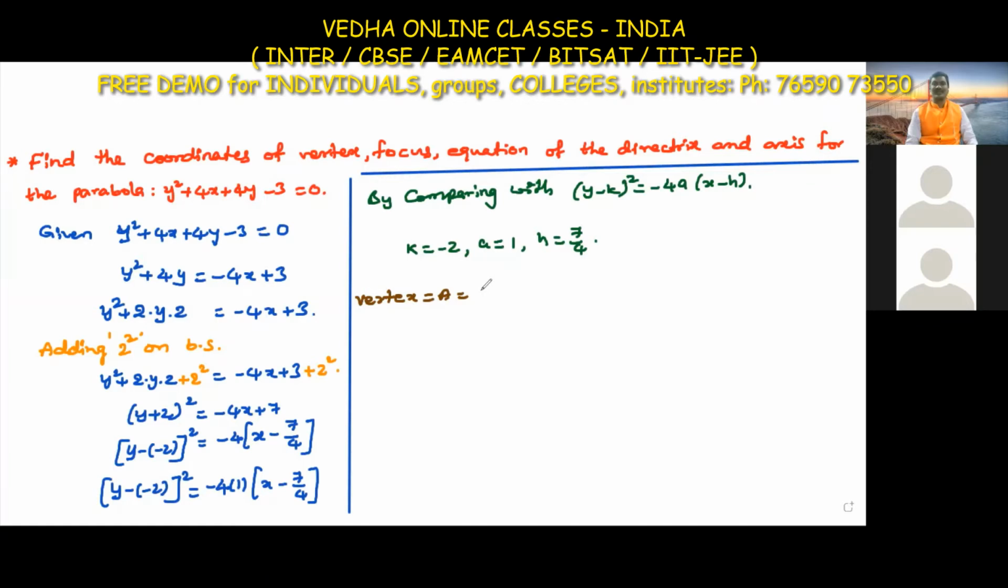H comma k, sir. Very good. A is equal to h comma k is the vertex. So that is nothing but, what is h value? 7/4. What is k value? -2. Okay, h comma k is the vertex here.